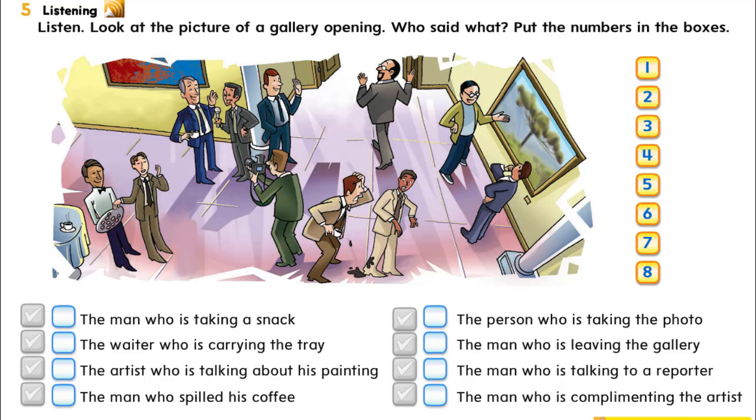One. Yes, thank you. They look delicious. Two. I have to leave early. Thanks for inviting me. Three. Now smile, everyone. Say cheese. Four. What a beautiful painting. What inspired you? Five. Well, nature has always been an inspiration in my work. Six. Would you like to try one of these? Seven. Oh, I'm terribly sorry. Eight. As mayor, it is my pleasure to support the talent of new artists.